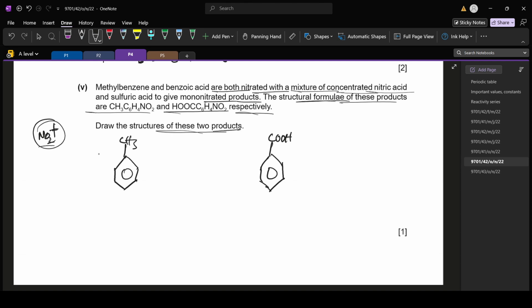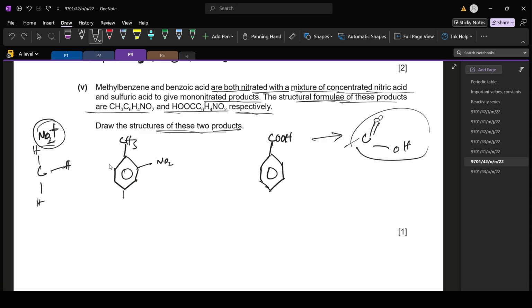So this CH3 methyl group is a 2,4 director. Why? Because there are single bonds in this CH3. And this benzoic acid is a 3 director, because there is a double bond in this carboxyl group. Okay, so the one with the double bond is a 3 director. You will count the position from this methyl carbon, so 1, 2. You can attach this nitro group over here, or on the 4th position, or on the 6th position.